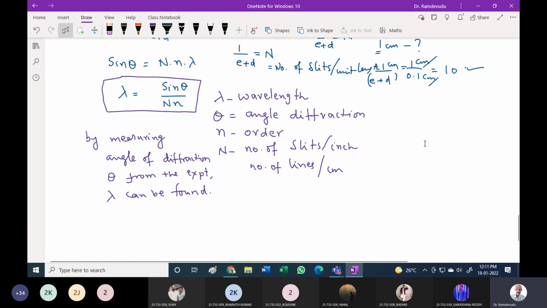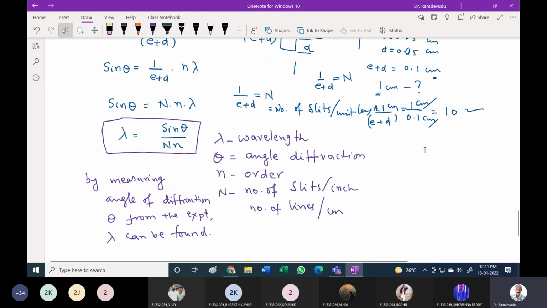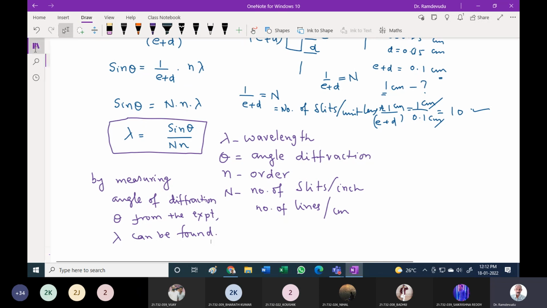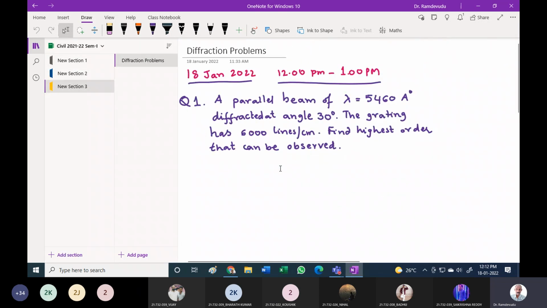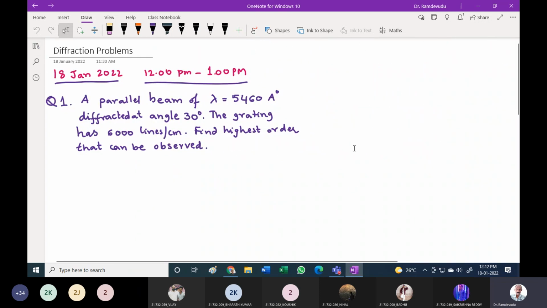So you should remember that 1 by e plus d gives you the number of slits, because 1 centimeter I have divided into so many parts. So 1 by that many widths will give you N. Yeah, finished. Shall I move to the next one? Yeah, this is the first problem. All of you note down the first problem.